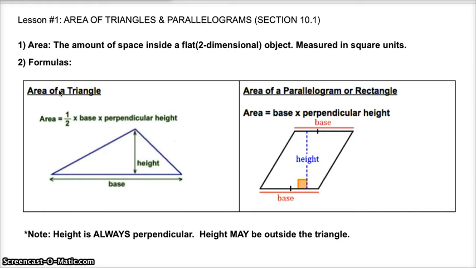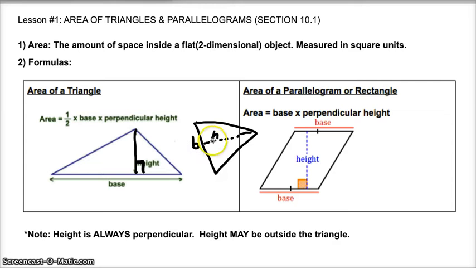I do want to point out that height is always perpendicular to the base. A lot of students think that base means bottom. Base is whatever the perpendicular height is attached to. So if you were to draw your triangle out differently, the base is wherever the height is drawn. Base and height are connected. It's not necessarily that base is bottom.